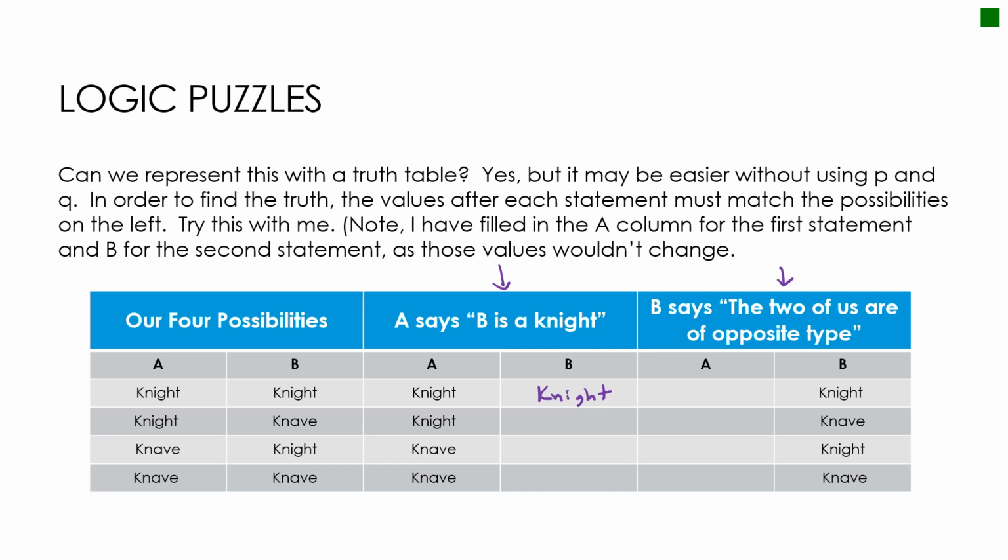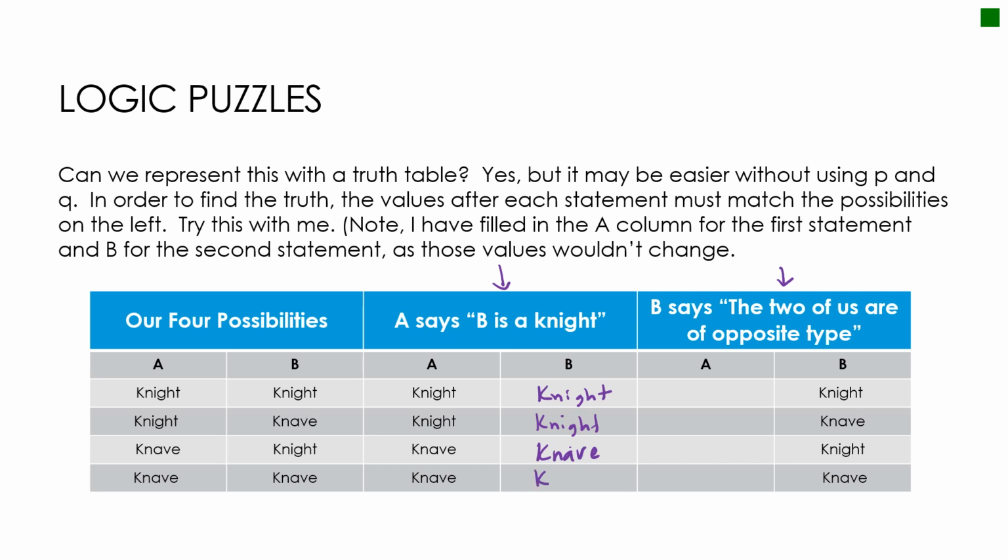So now I'm saying A is a knight. Well, B must be a knight because he's telling the truth. If A is a knave, then B must be a, let's see, oh, I just got myself confused. If A is a knave, he's telling a lie, which means this guy must be also a knave.